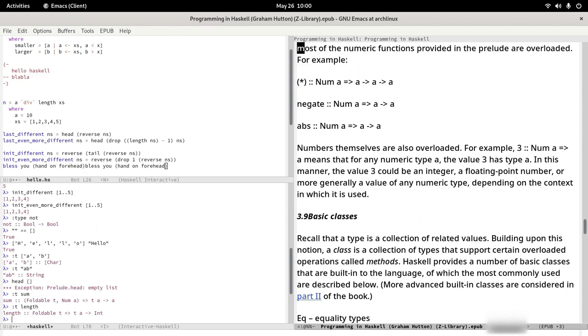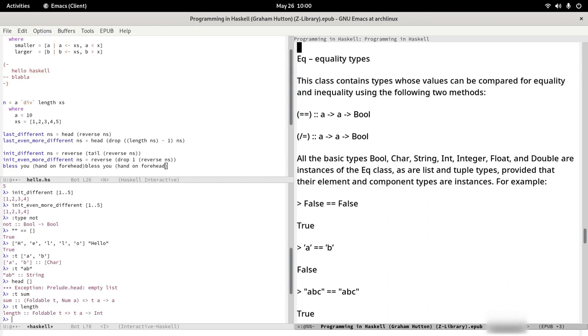Haskell provides a number of basic classes that are built into the language, of which the most commonly used are described below. More advanced built-in classes are considered in part 2 of the book. Equality types. This class contains types whose values can be compared for equality and inequality using the following two methods.